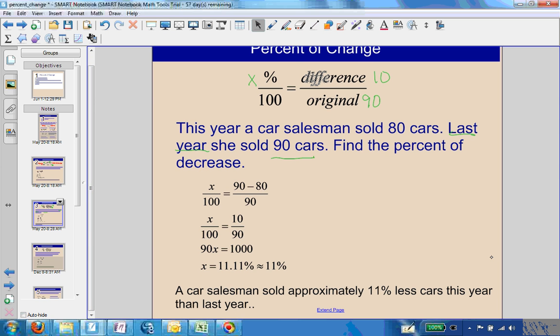I'm going to cross multiply and solve. 90x equals 100 times 10. Solve by dividing both sides by 90, and x is approximately 11%. So the car salesman sold approximately 11% less cars this year than last year because she went from 90 cars to 80 cars. Therefore, 11% is 10 out of 90, or 10 is 11% of 90.